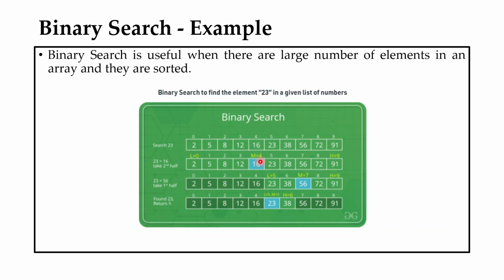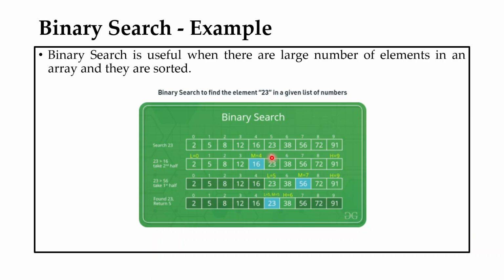That means the data which I'm searching for is after index 4, on the right side of index 4. So now what happens over here? I will change L from 0 to 5. That means 16 has already been compared. So L becomes M plus 1. So L is equal to 5.